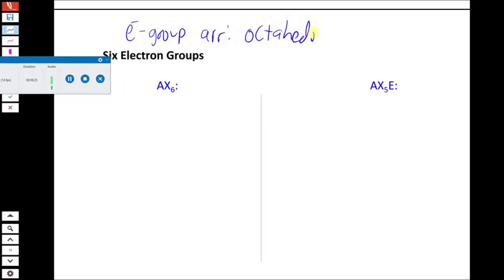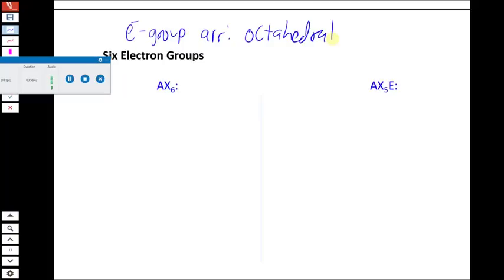And again, that name's a little bit confusing because octa makes us think of eight, but this is for six electron groups. It's called octahedral because if we draw segments through all of the vertexes, you get eight triangles as you go around the top and bottom of the octahedron. So it's eight total faces if you draw the outer surface.